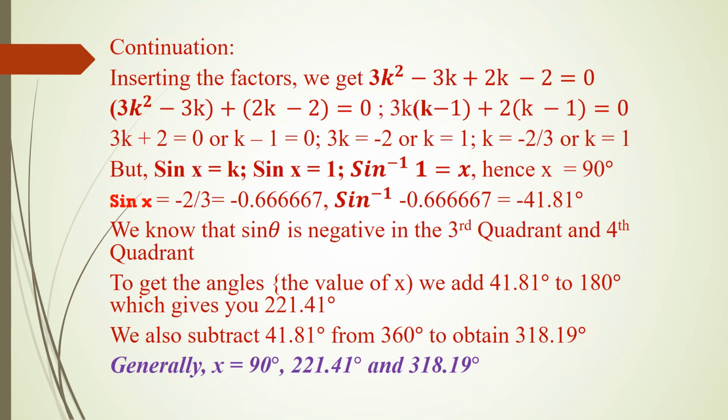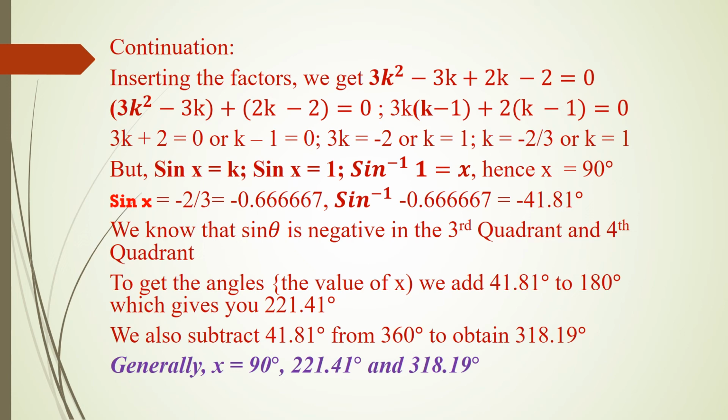So we will now go back to our unit circle. In our unit circle, whereby we have the four quadrants, in which quadrants do the values of sine theta become negative? It is in the third quadrant and in the fourth quadrant. Therefore, for us to be able to obtain the values of x, we add 41.81 degrees to 180 for us to obtain 221.81 degrees.